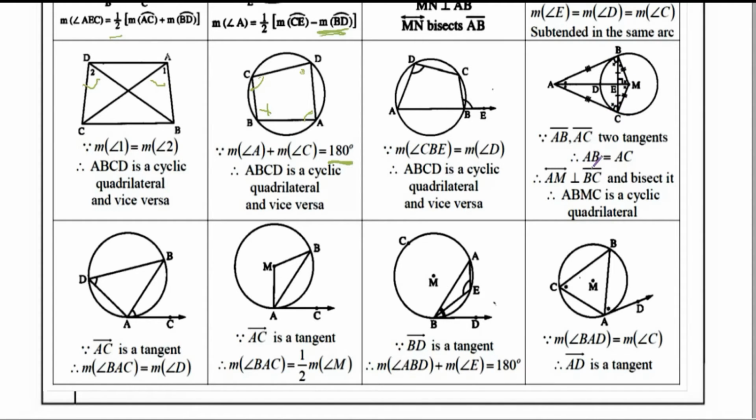And we can deduce that ABMC is a cyclic quadrilateral because the measure of angle B plus the measure of angle C equals 180. Two opposite angles are supplementary, so ABMC is a cyclic quadrilateral.